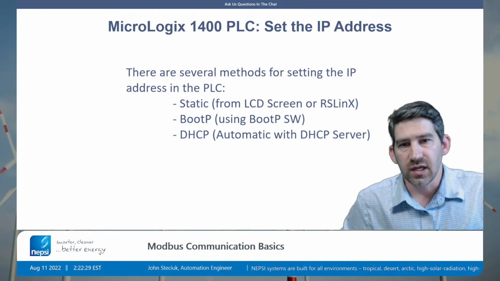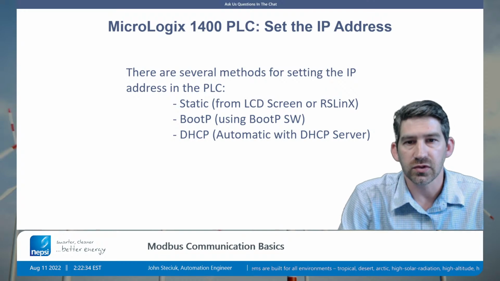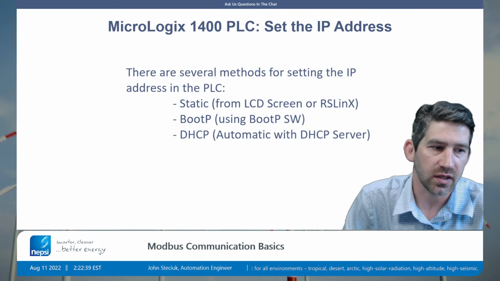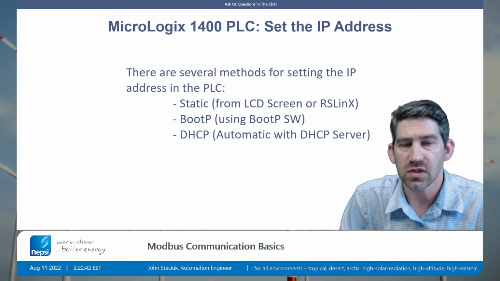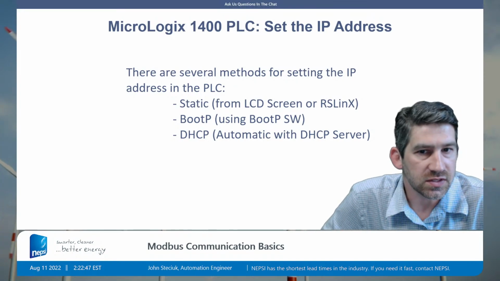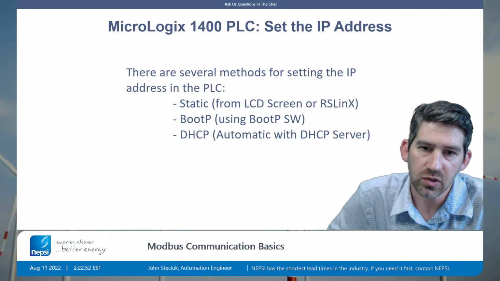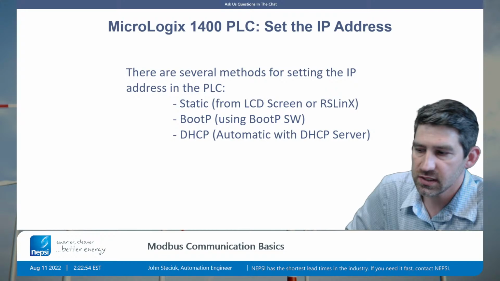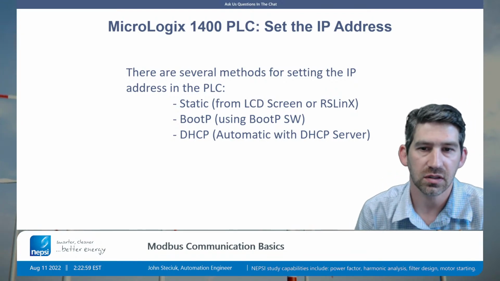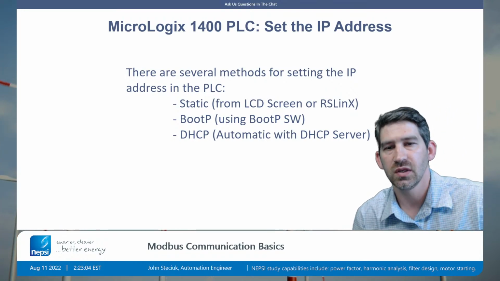But first we need to set the IP address in the PLC, and there's a few different ways we can do that. I prefer setting it from the LCD screen. It's just the way I like to do it. But you can also use RSLinx, which is software provided by Rockwell. Or you can set it with BOOTP, where the devices on the network broadcast their MAC ID, and based on that you can assign an IP address to a particular MAC ID, and that's another way you can set the IP address. Or with DHCP automatically.